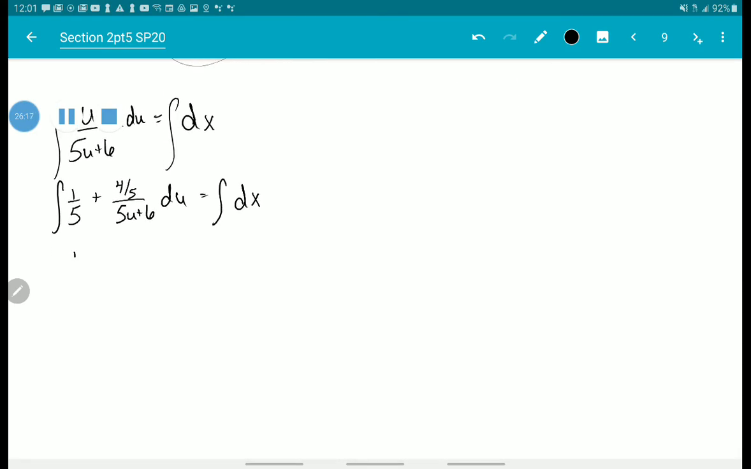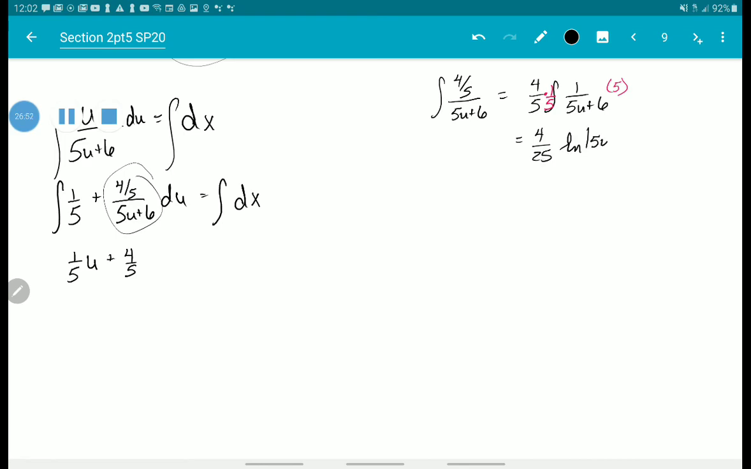So when I integrate, I'm going to get 1/5 times u plus 4/5. This is a u substitution. So you could think about pulling that 4/5 out. You're going to have a 5 here and compensate with a 1/5 here. So this is going to be your ln rule. So now let's do our substitution.